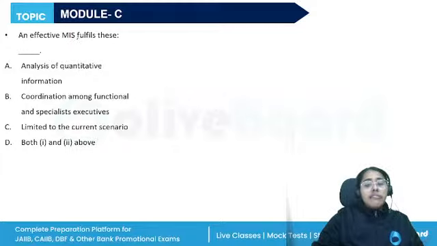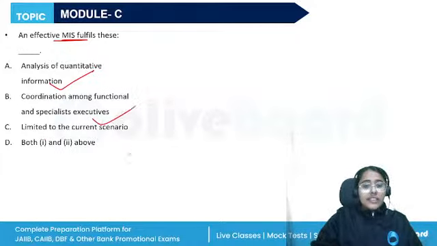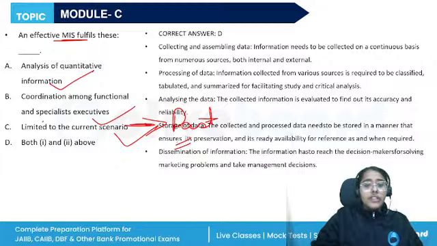Next, an effective MIS fulfills analysis of quantitative information, coordination among the functional and specialist executives, and it is limited to the current scenario. MIS is not limited to the current scenario, it also utilizes the information gathered in the past. So the correct answer will be option D, both 1 and 2.